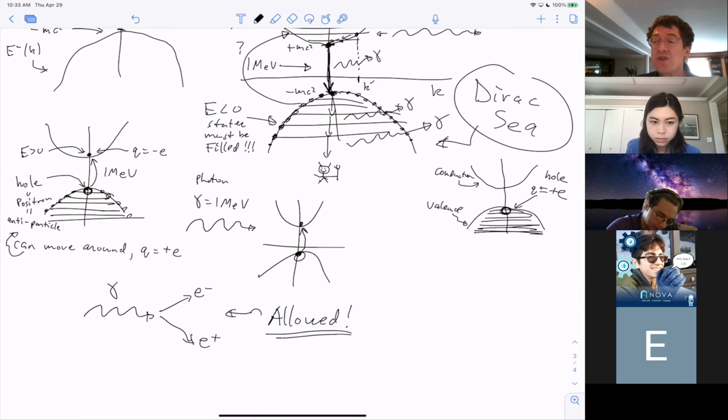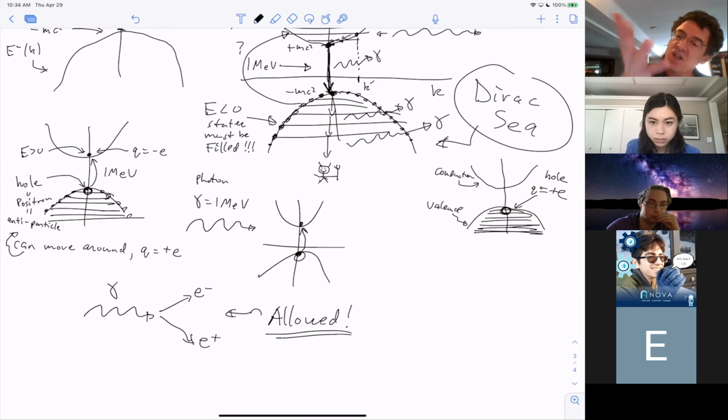It also means that you could do it. Like if you took your hand, if you could move your hand so fast that you could impart 1,000,000 electron volts of energy to an electron, you could actually create positrons with your hand. You could do it. You just have to move your hand really fast.